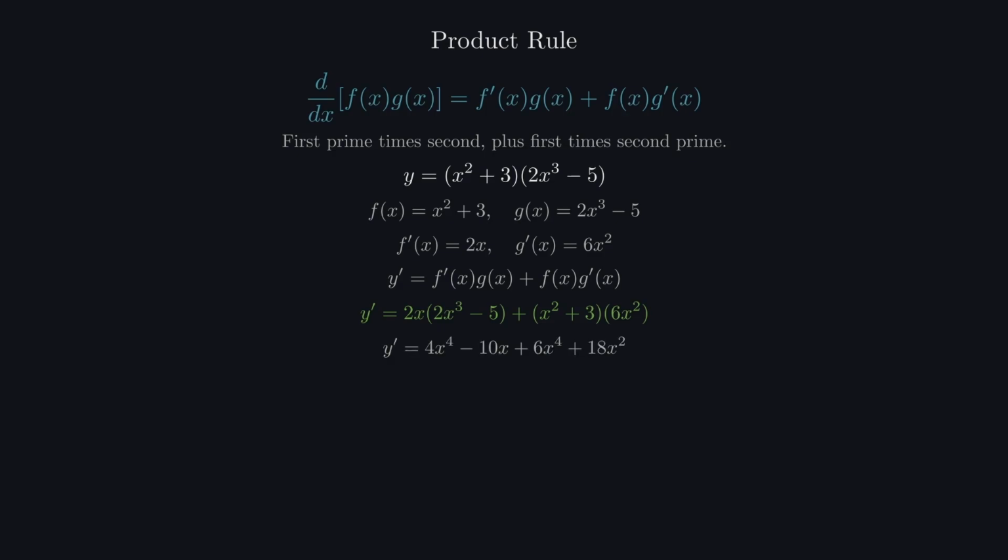Adding gives us y prime equals 4x to the power of 4 minus 10x plus 6x to the power of 4 plus 18x squared, and collecting like terms we get 10x to the power of 4 plus 18x squared minus 10x. So the product rule lets us differentiate this expression systematically without expanding the original product first.